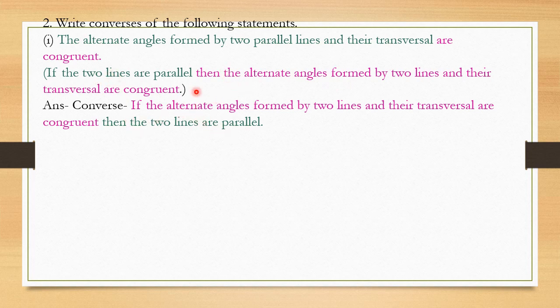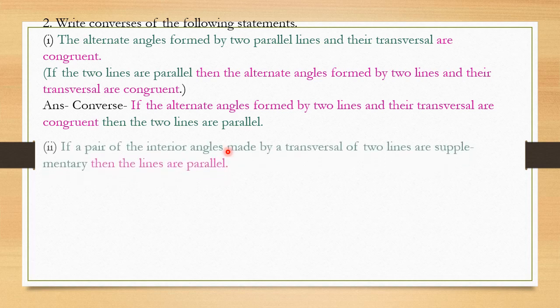You can see here after if, the part which was there for then has come here. If the alternate angles formed by two lines and their transversal are congruent, then the two lines are parallel. You can see this part, the two lines are parallel, was after if. So we have interchanged the position. Let us see the second question.